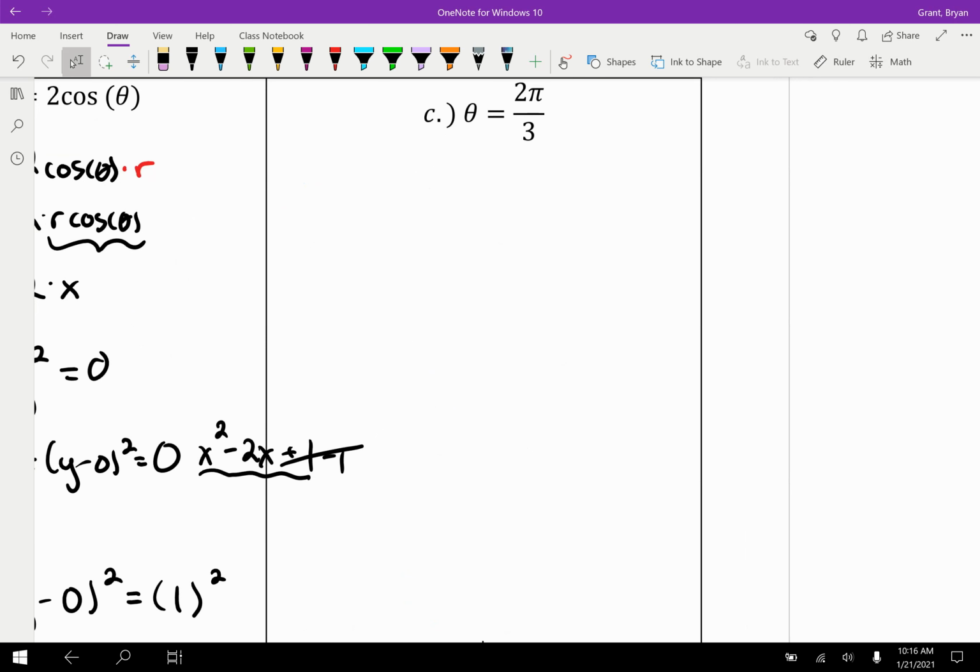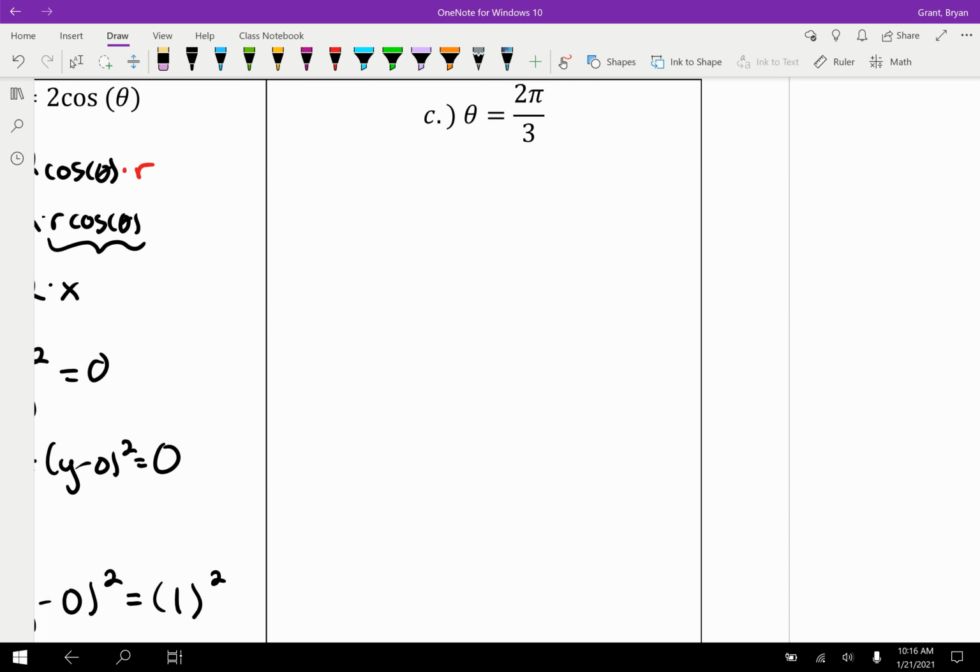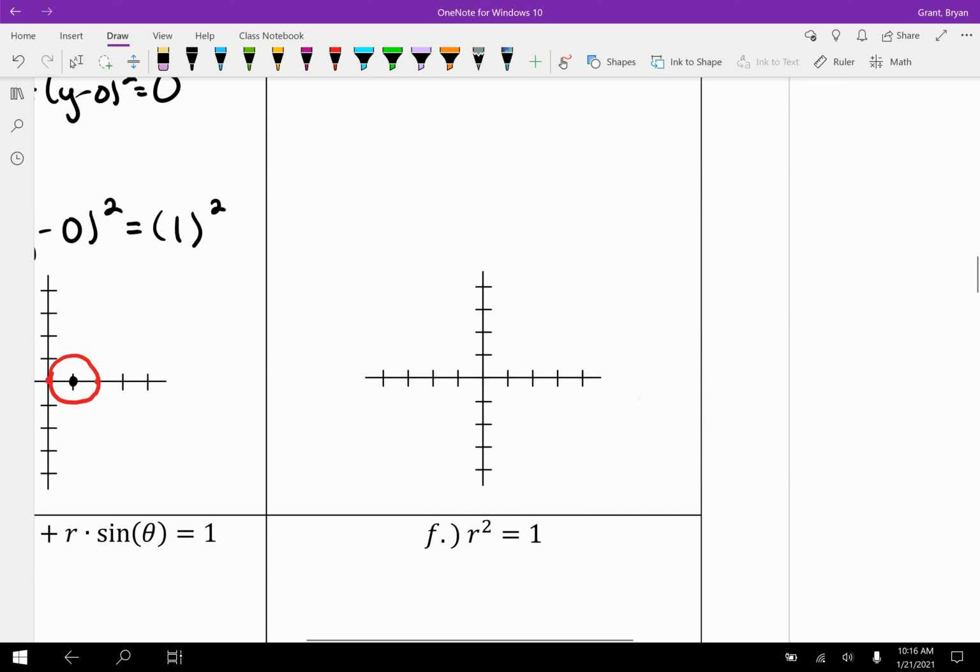Theta equals 2 pi over 3. Well, let's go ahead and instead of converting this first, let's get a picture of what this looks like. Theta equals 2 pi over 3. And to do that, I'm just going to make a quick table. So we have our input of theta, we have our output of r, and theta has to be 2 pi over 3 every single time. And I'll do maybe 3 of these down here.